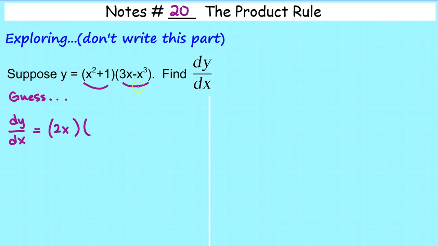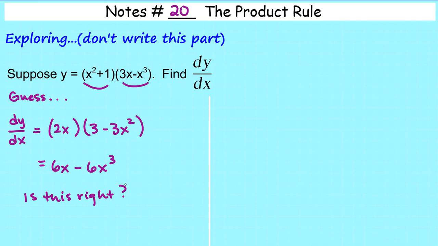And then the derivative of the second part would be 3 minus 3x squared, because the derivative of 3x is 3 and the derivative of x cubed is 3x squared, and we would subtract those. And then if we want to simplify this answer, we have 6x minus 6x cubed. So we don't know if that is right. But that's just a hunch, like why not just multiply the derivatives of the two parts together?